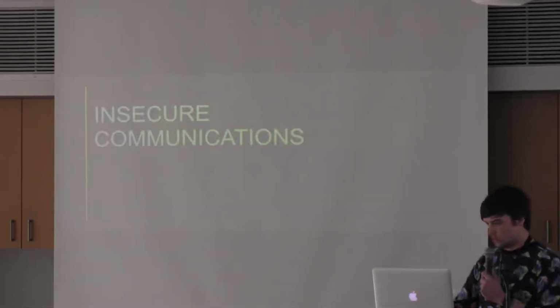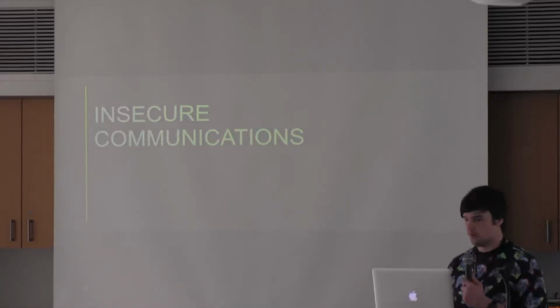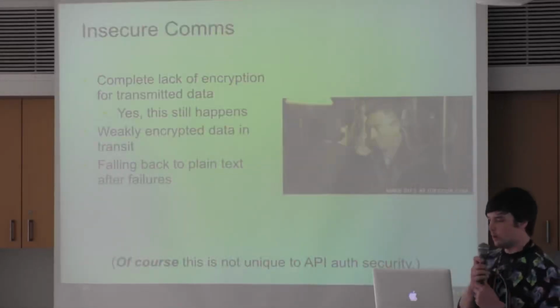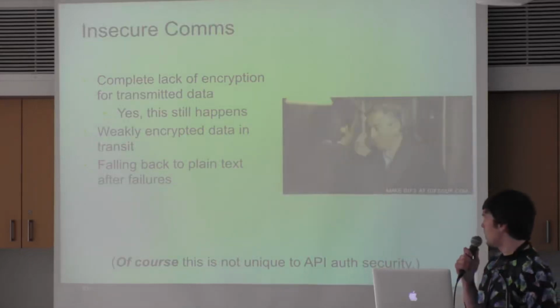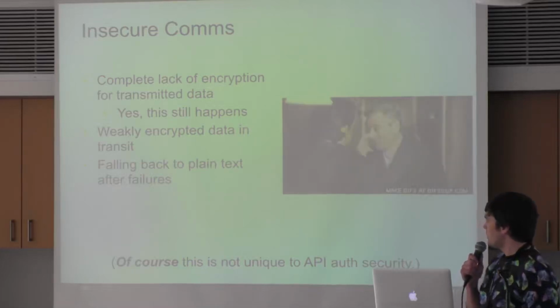This is also really dumb: insecure communications. What does that mean? It's where you don't use encryption. Yes, obviously this still happens. This isn't unique to API auth security. It applies everywhere. In the days of Prism-like things, this is probably important.